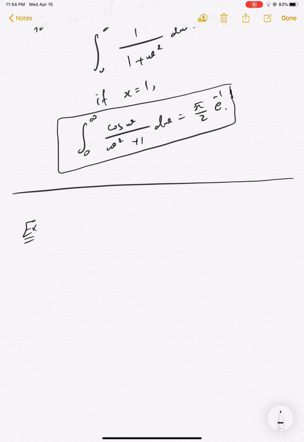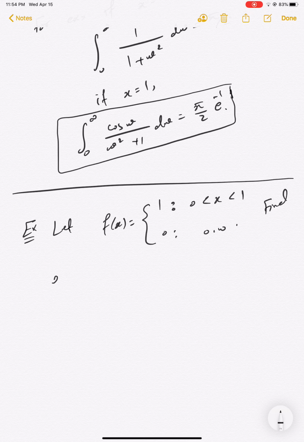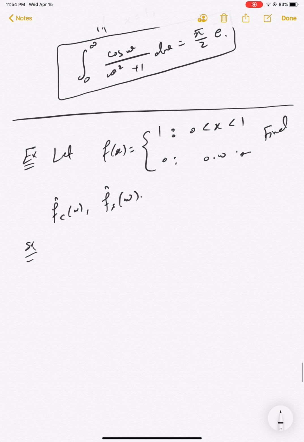For example, let's take the function 1 if 0 is less than x less than 1, 0 otherwise. And let's find the Fourier cosine and the Fourier sine transform. Whenever we talk about these Fourier cosine and sine transforms, the domain of the function is from 0 to infinity. So here when we say otherwise, we don't mean the negative numbers, we mean the positive numbers that are not included in the first interval from 0 to 1. So again, we just have the definition.